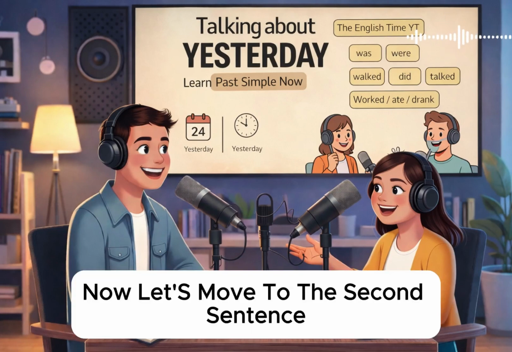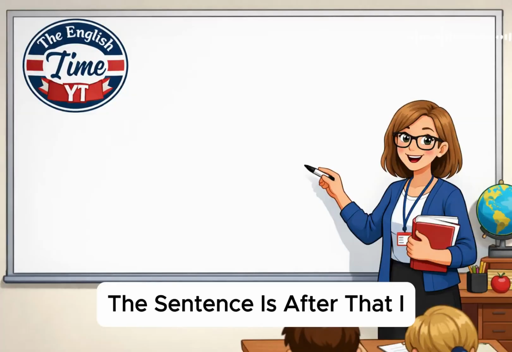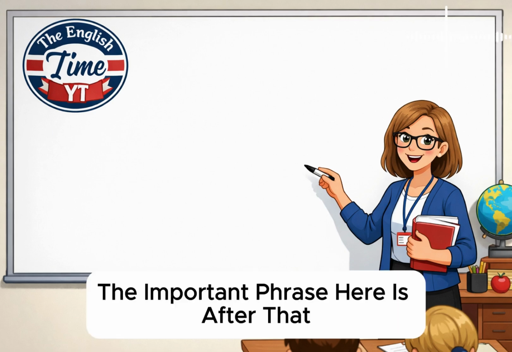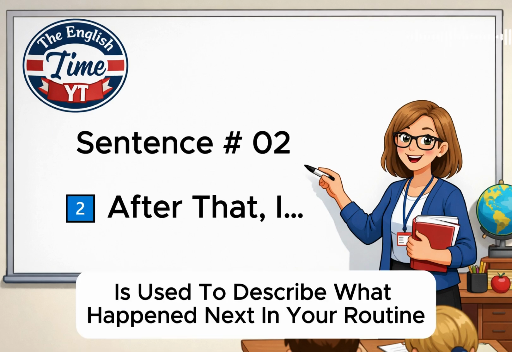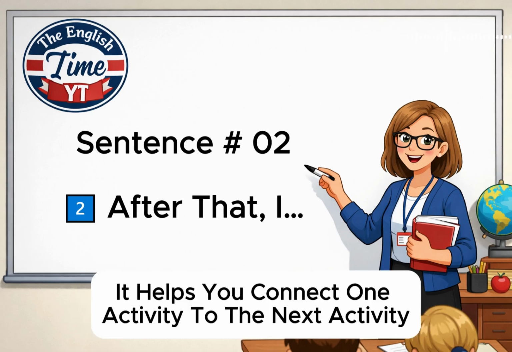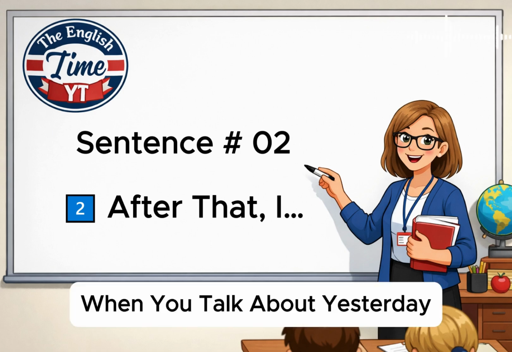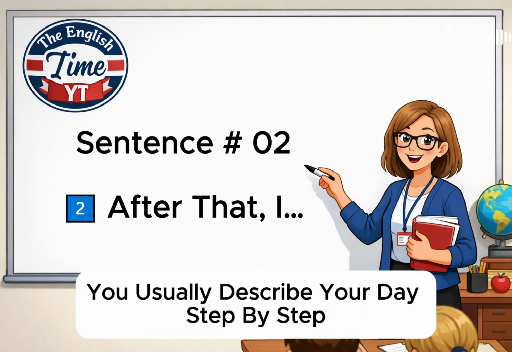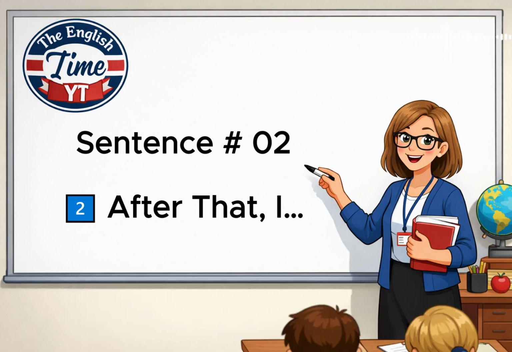Now let's move to the second sentence you can use when talking about your yesterday. The sentence is, After that, I. The important phrase here is after that. The phrase after that is used to describe what happened next in your routine. It helps you connect one activity to the next activity in your story. When you talk about yesterday, you usually describe your day step by step, and this phrase helps you move your story forward naturally. Let's look at some examples.